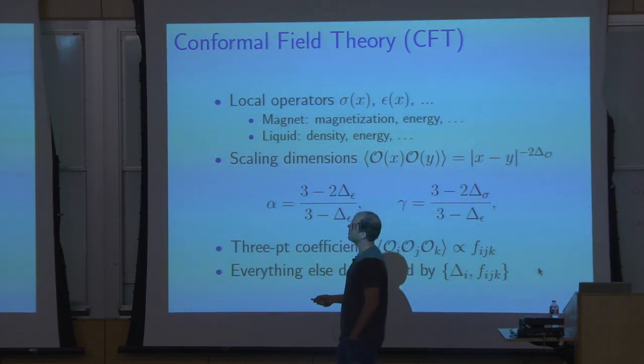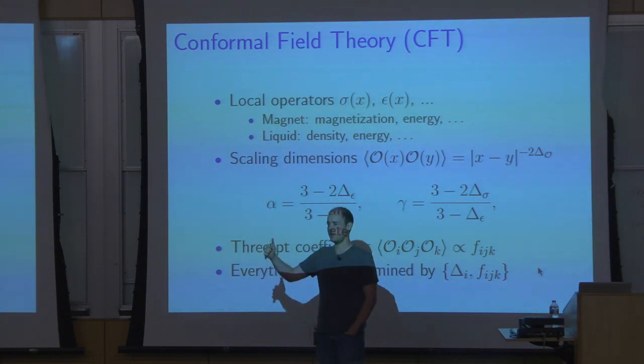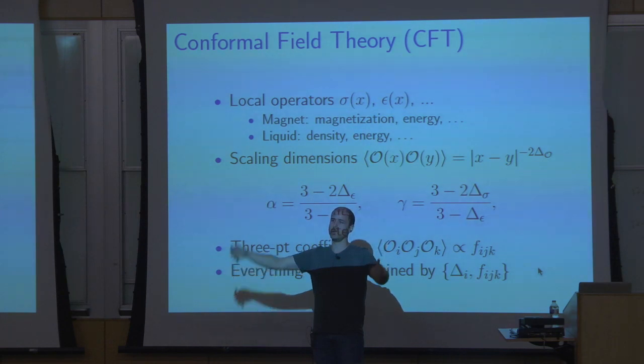OK, so we talked about two-point correlation functions. You could also consider three-point correlation functions, where I measure the product of the energy here, the spin here, and the spiral here.